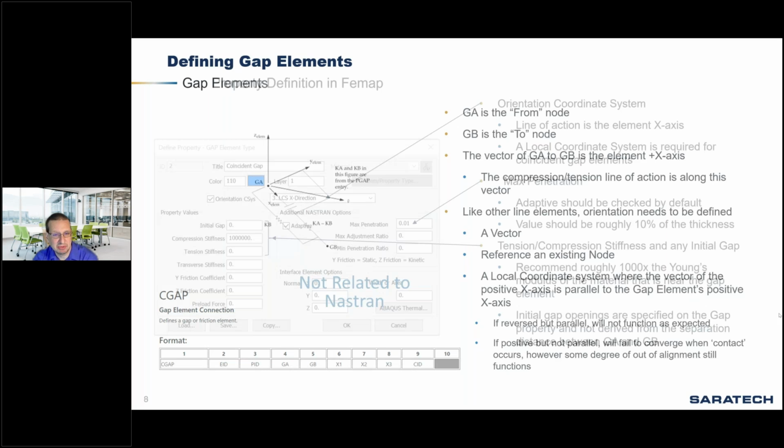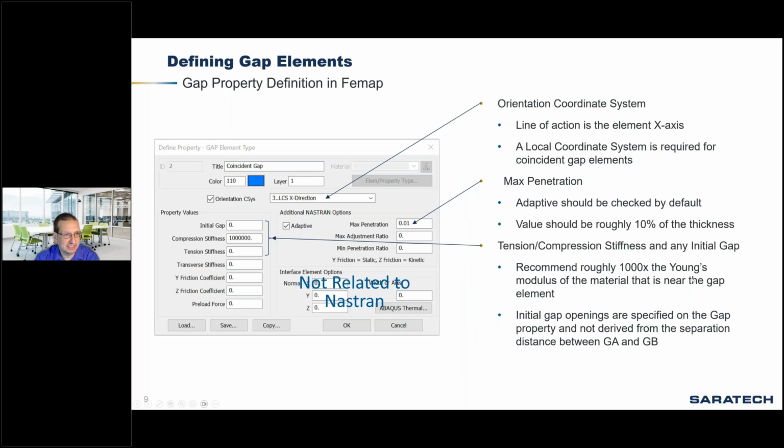So to define the gap element, we do this in our property card here. Orientation of the coordinate system is really only important when you're using a local coordinate system, though you do need to use a local coordinate system when you're dealing with coincident gap elements because there's no physical length or distance between GA and GB. There's no way for Nastran to identify that positive x direction, so we need a coordinate system. That would be defined here in the property.